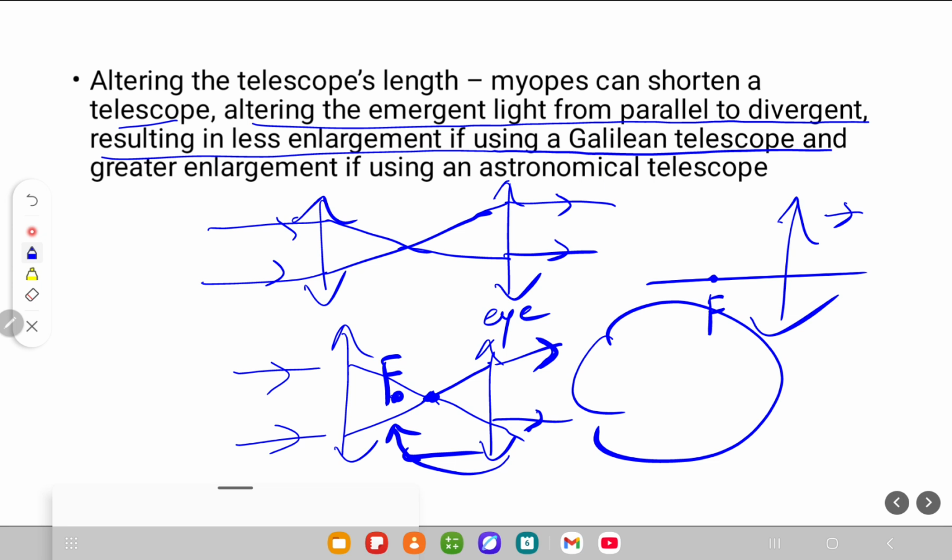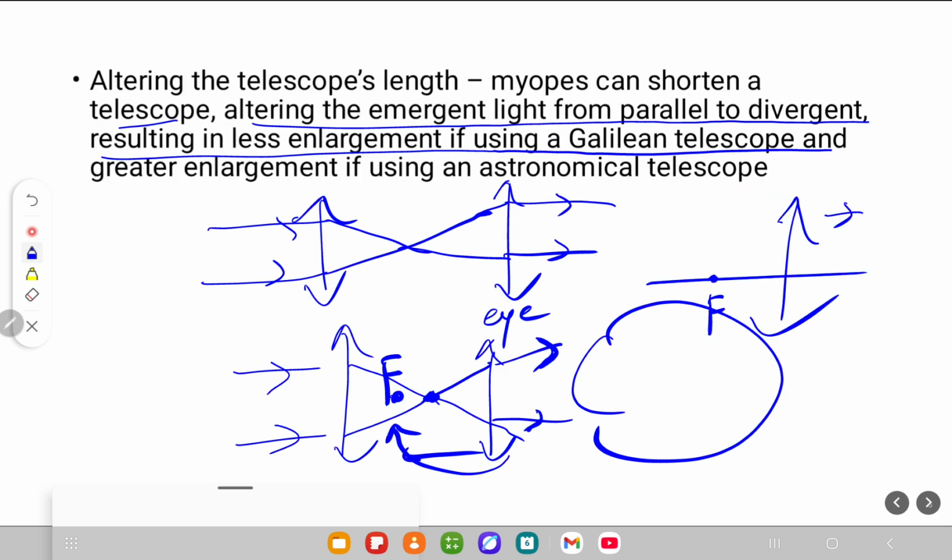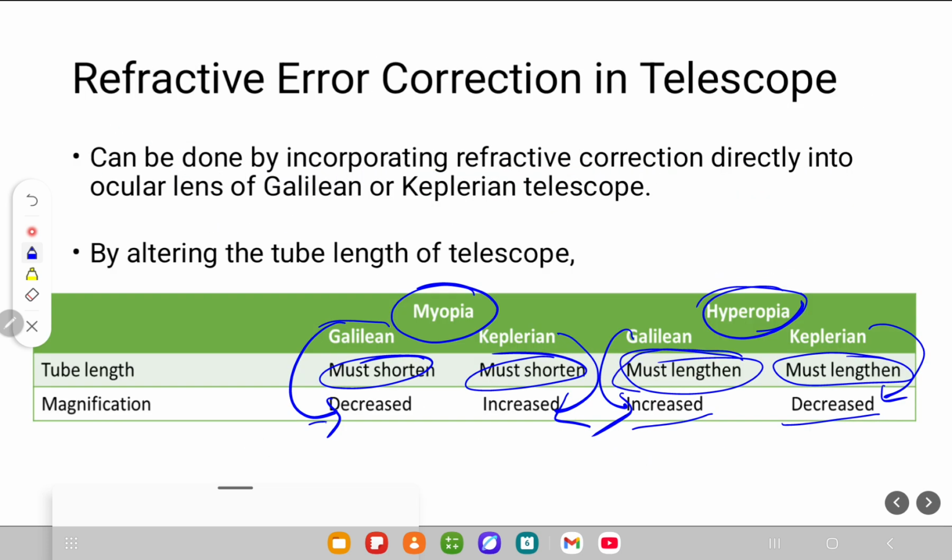Simple. So the same case happens there. Because this is the focal point and this is the object, because the image of the first lens is the object for the second lens. And when the object is very far from the focal point, light converges. And what happens to converging light? It corrects hyperopia. That's why you must lengthen to correct hyperopia, and you must shorten to correct myopia.